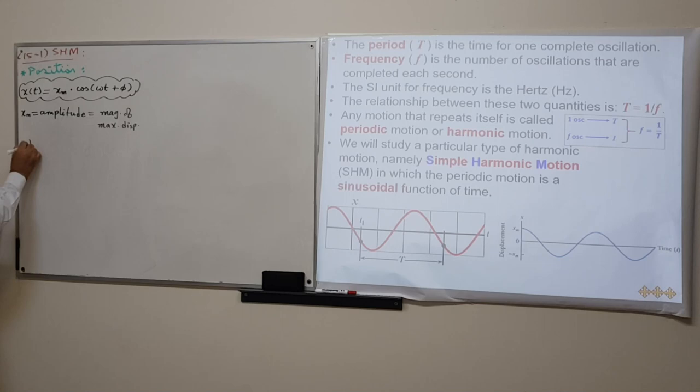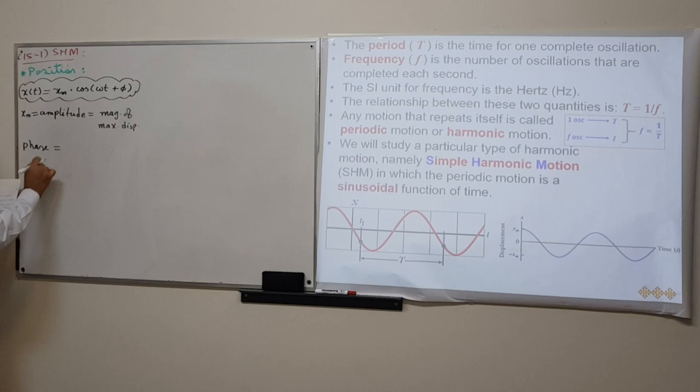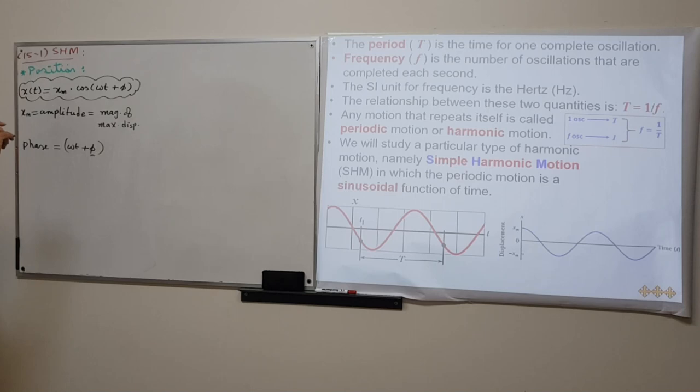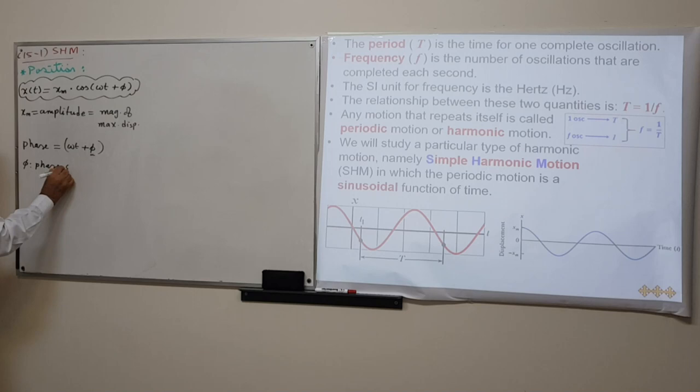So please distinguish. We have phase and phase constant. The phase of the motion is everything we have inside the bracket. It is omega t plus phi. That whole thing is called the phase. Phi itself is called the phase constant. So phi is the phase constant.